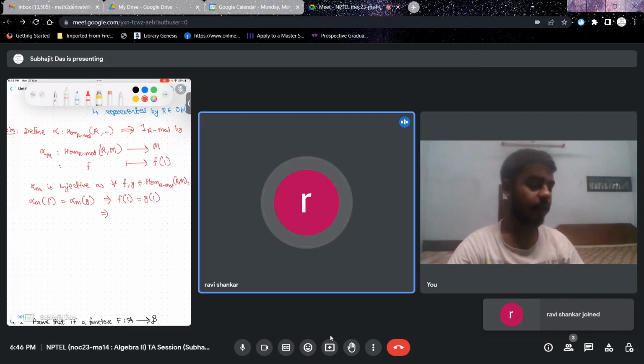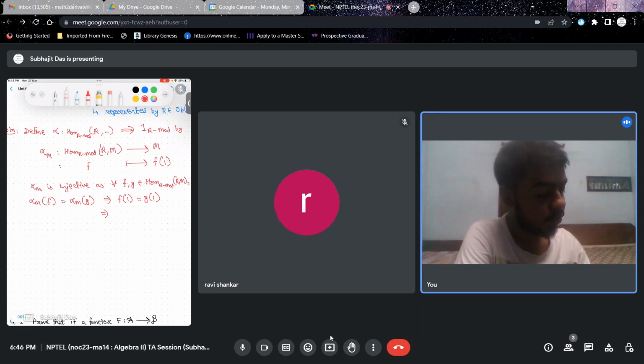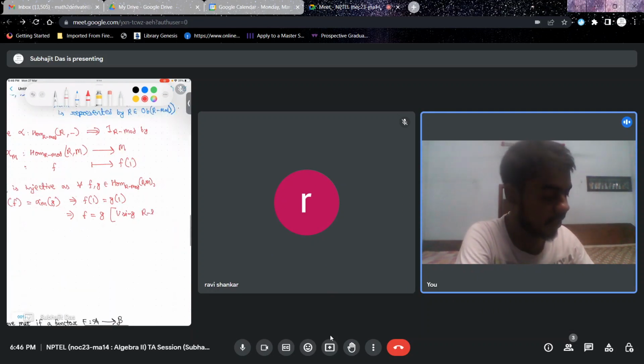Yes, sir. So f of 1 is equal to g of 1, and using R linearity this will imply f is equal to g. This is very easy using R linearity of the maps.